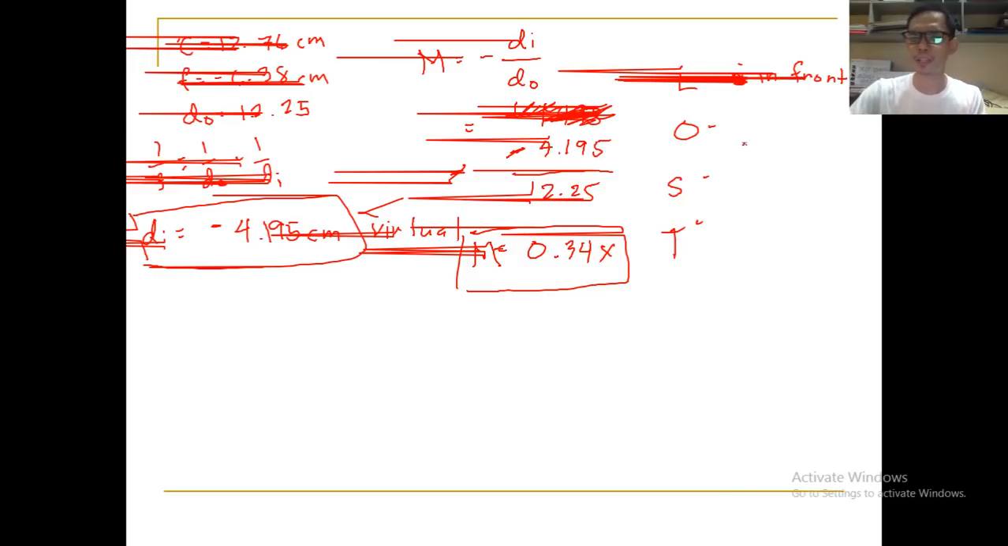Then, what is the orientation of the object? Is it upside down or upright? Based on the magnification being positive, this is upright. Next, the size of the object. This is less than 1, so it is reduced.